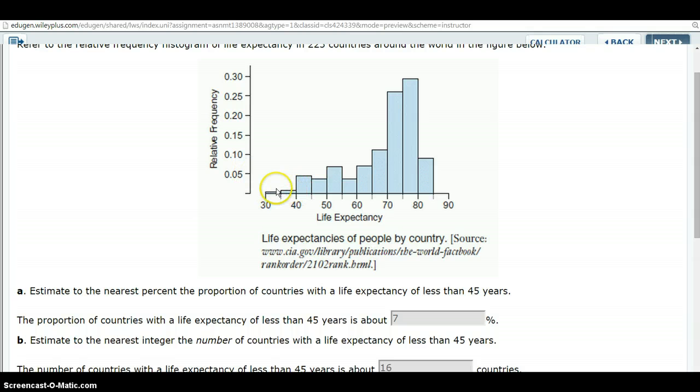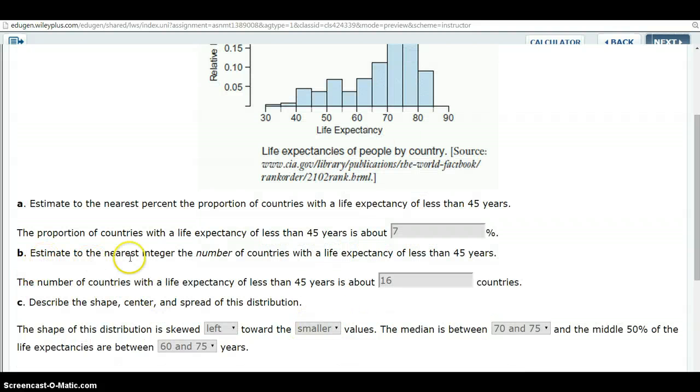Here, maybe we have a total of 1%, which would give us 6% total of the countries falling 45 years or younger. So if I put 6% in there, that would have been correct. It's giving us a tolerance of 2%, so between 5 and 9 would have been an acceptable answer.